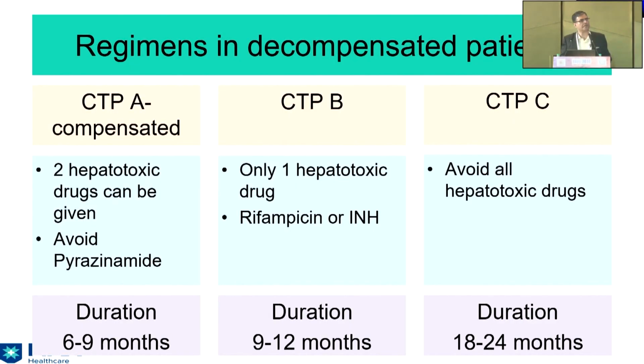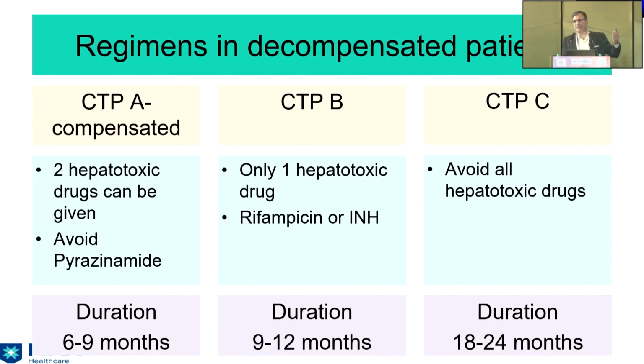And for Child B, it has to be only 1 hepatotoxic drug out of the 2, rifampicin or INH, and the duration needs to increase to 9 to 12 months, along with ethambutol and an aminoglycoside from the second line. And for Child C, we need to avoid both hepatotoxic drugs, and the duration has to increase to 18 to 24 months. Right. Any difference of opinion, Dr. Rajat? Similar. So most of us would follow this.